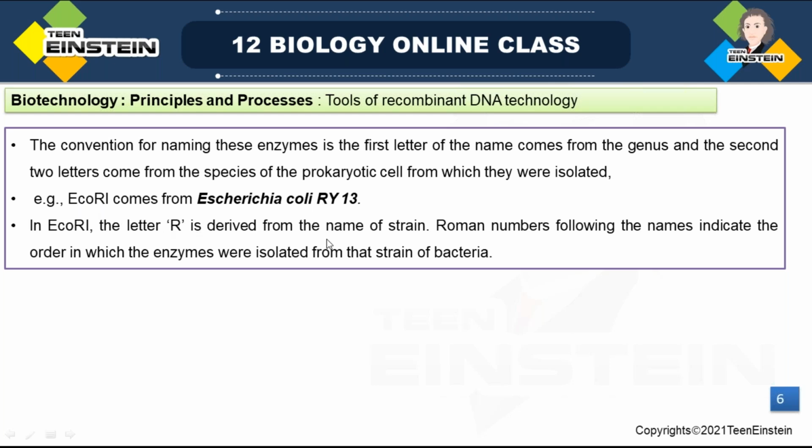Letter R is derived from the strain name. Here the strain name is RY13, so from that strain we took the letter R. Then Roman number 1 indicates the order in which that enzyme is isolated. Okay, so that's how we are naming the enzyme.